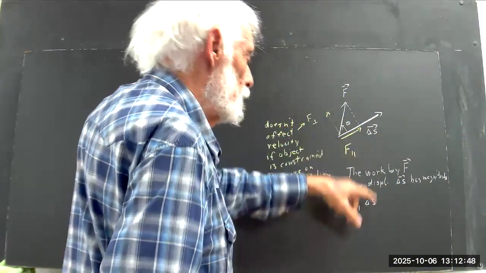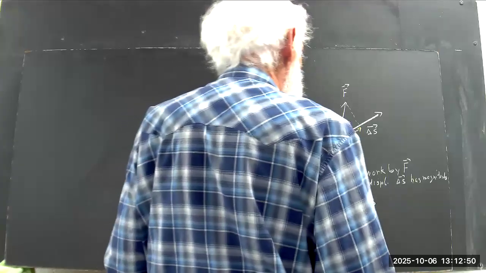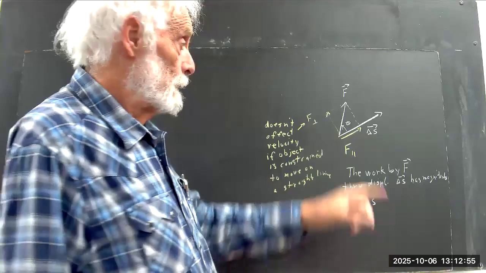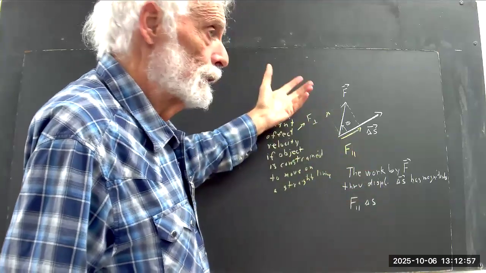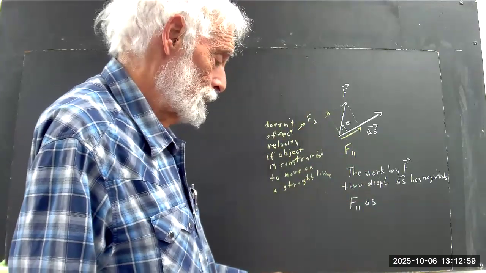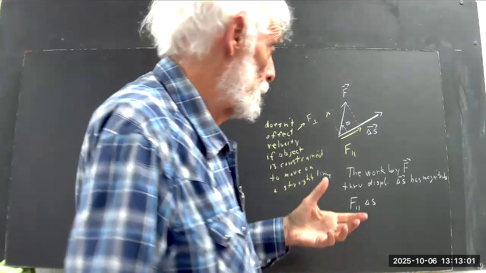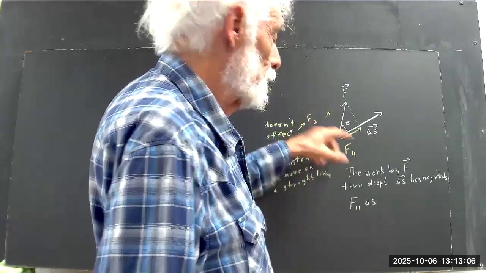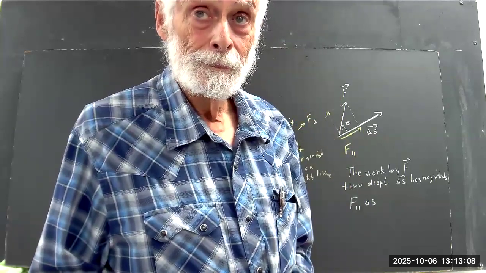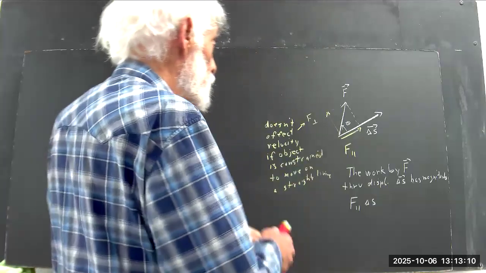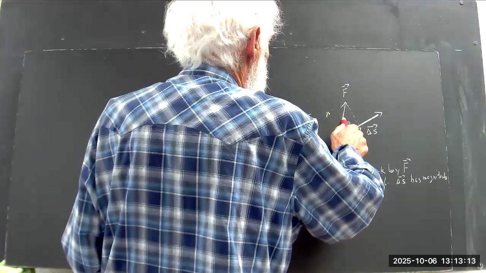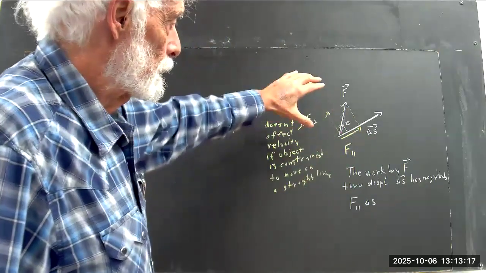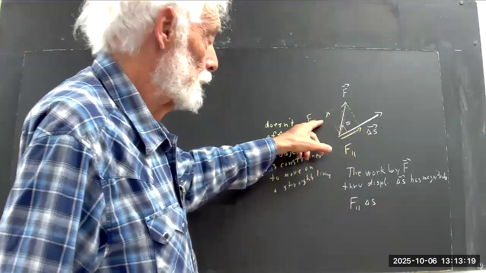I'll say that this work has magnitude F parallel delta S, because this other component isn't doing any work. In other words, I've said many times that this force is totally equivalent to these two components, so that this force can be eliminated and you only have this one and this one.